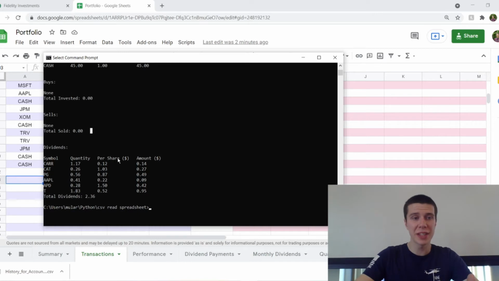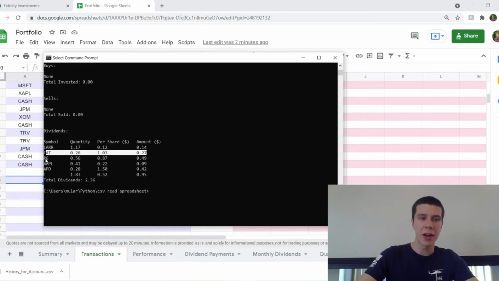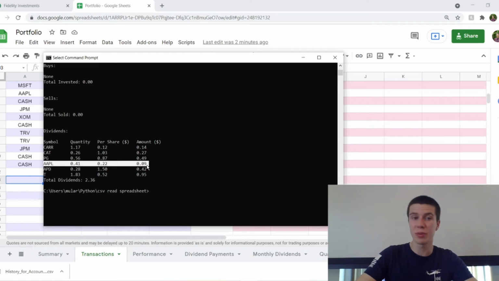Looking at the dividends, we did get some decent dividends here. We got about 14 cents from Carrier Global at 12 cents per share. We got about 27 cents from Caterpillar at $1.03 per share. We got about 49 cents from Procter & Gamble at 87 cents per share. And then we got 9 cents from Apple at about 22 cents per share.